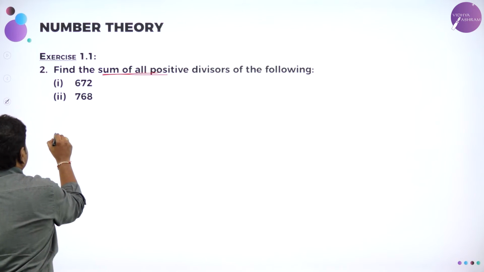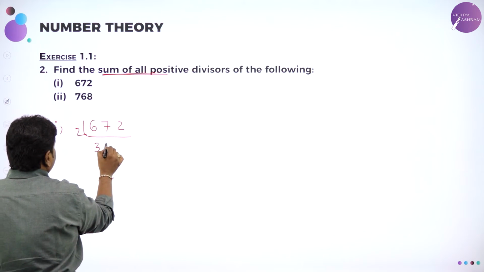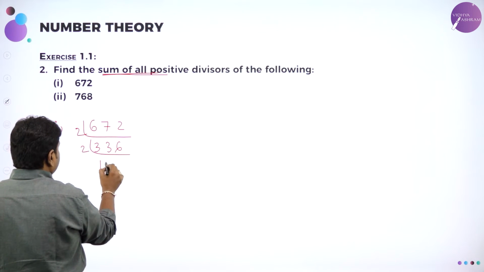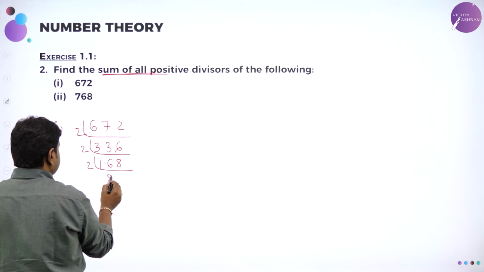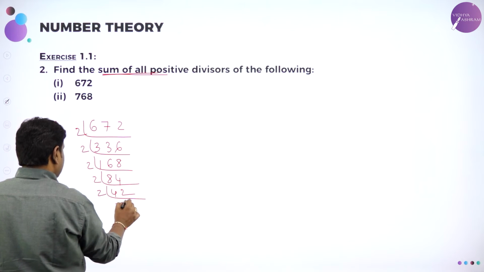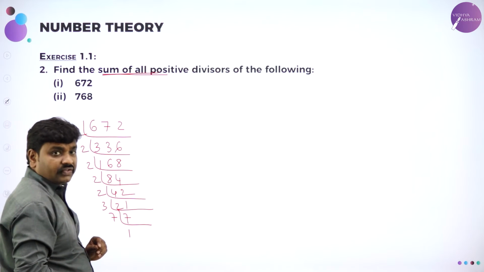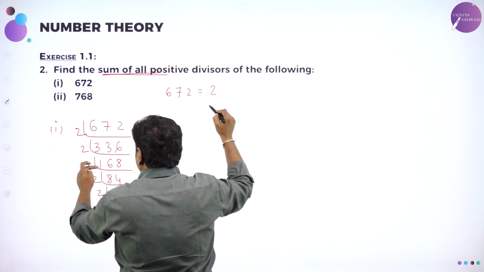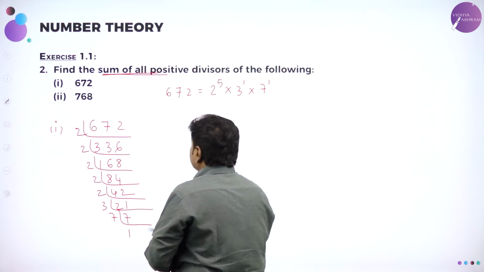So take the first problem. What is the first problem given? 672. Keep dividing with prime factors. 2 3s are 6, 2 6s are 12, 2 8s are 16, 2 4s are 8, 2 2s are 4, 2 1s are 2, then 3 7s are 21, 7 1s are 7. So now write this in canonical form. That is, 672 can be written as 2 power 5 into 3 power 1 into 7 power 1. So I wrote it in canonical form.